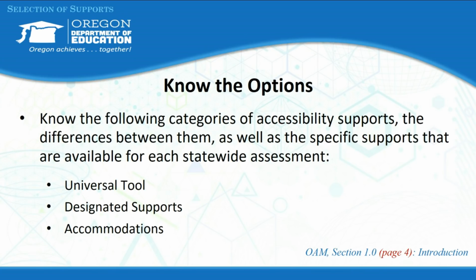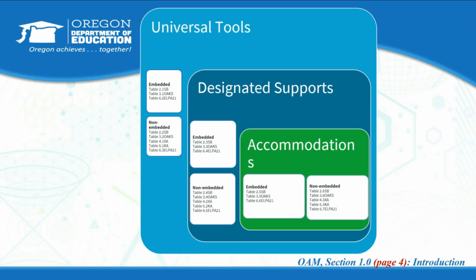It is critical to know the differences between each category of statewide assessment accessibility supports. Specifically, there are 3 categories of support: universal, designated, and accommodations. Each of the 3 tiers of support have different rules for implementation. Universal tools are automatically available to all students, while designated supports are available to any student based upon identified need. Accommodations are available to students who have that support documented in their IEP or 504 plan.